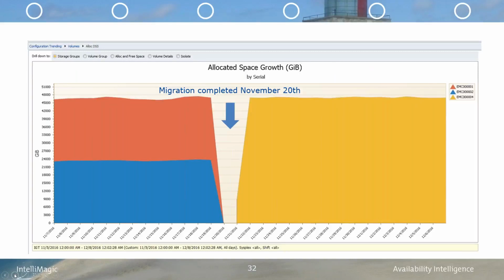We also can track things like allocated space growth. So this is an example of that. And I'm just using this chart to show you when the migration occurred. You can see that they had the 2 storage boxes we call EMC 1 and 2 before, and then about November 20th is when they switched over to their new VMAX 3 hardware. So it's just illustrative of when it happened. So keep that date in mind, November 20th. We're going to talk about it again.